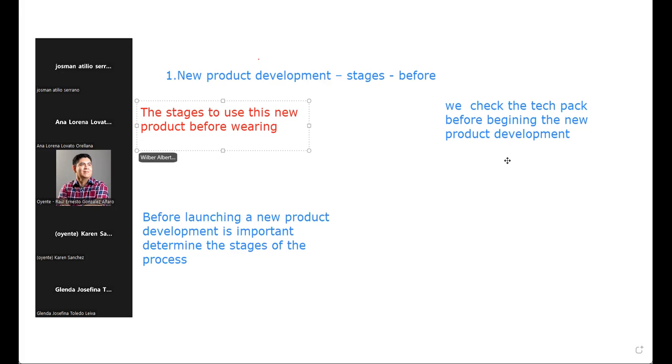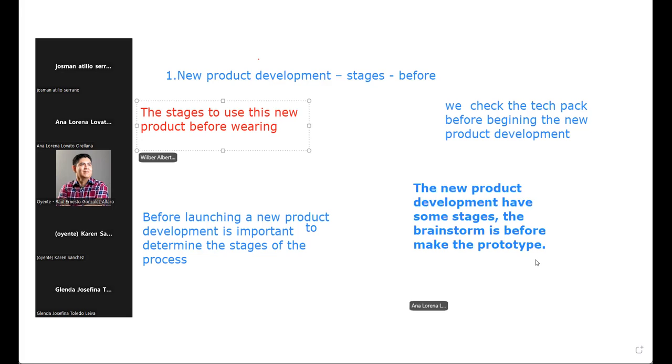Before launching a new product development, it's important to determine the stages of the process. Great, very good. No me fijé el nombre, I'm sorry. Nancy, thank you, Nancy. Good. The new product development have some stages to brainstorm as before making the prototype. Después de una preposición o before, va un ing, okay?